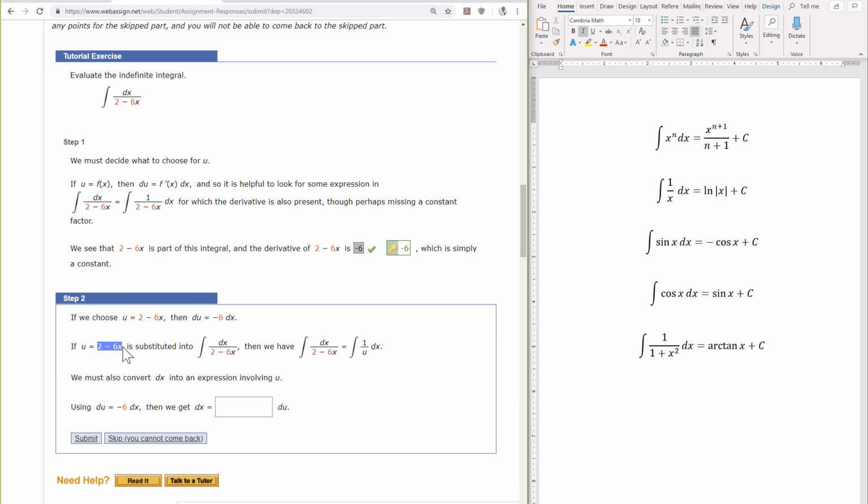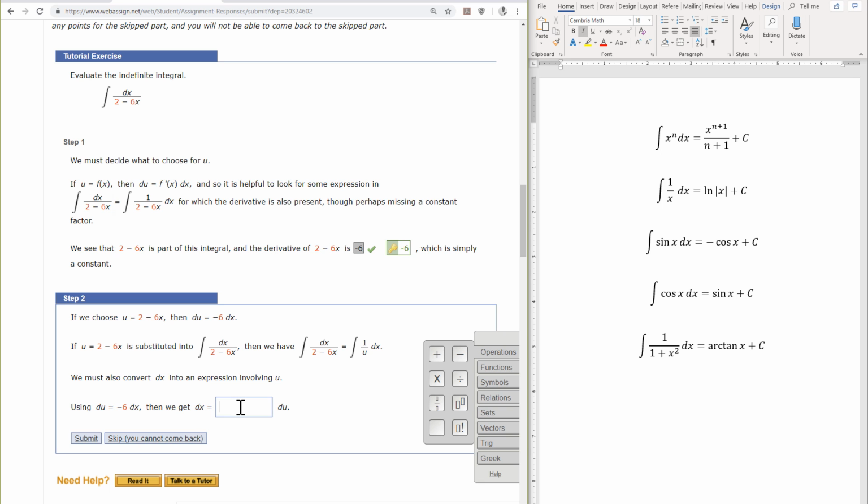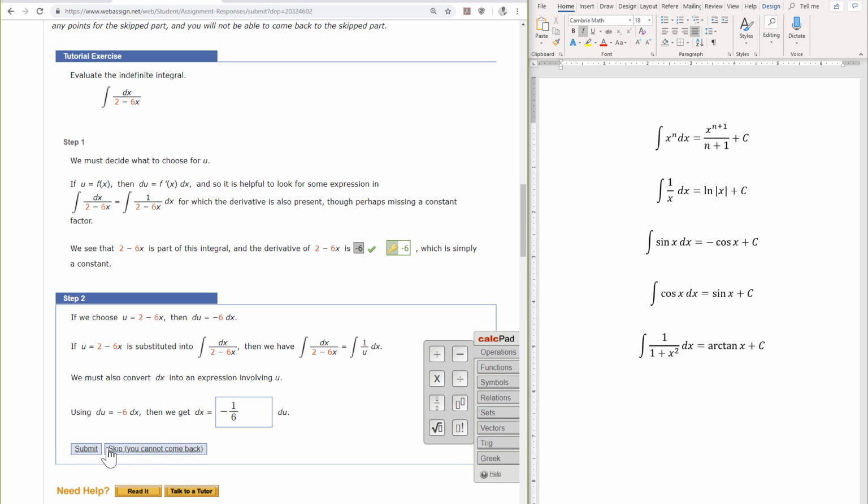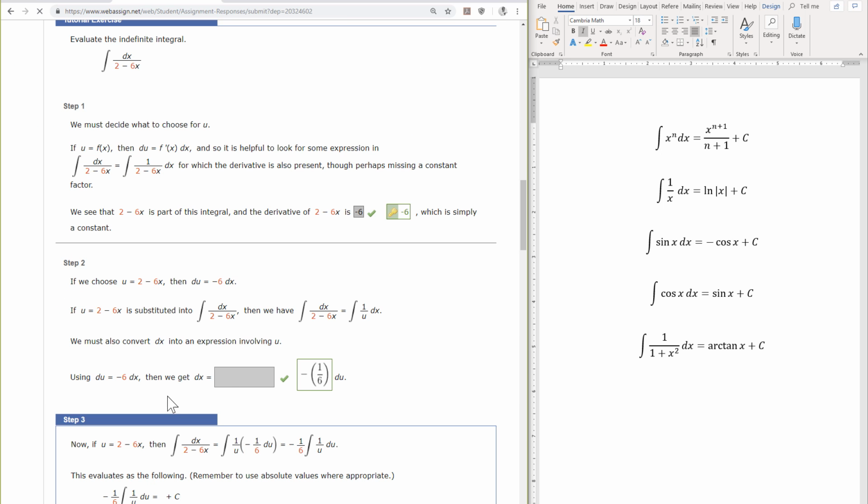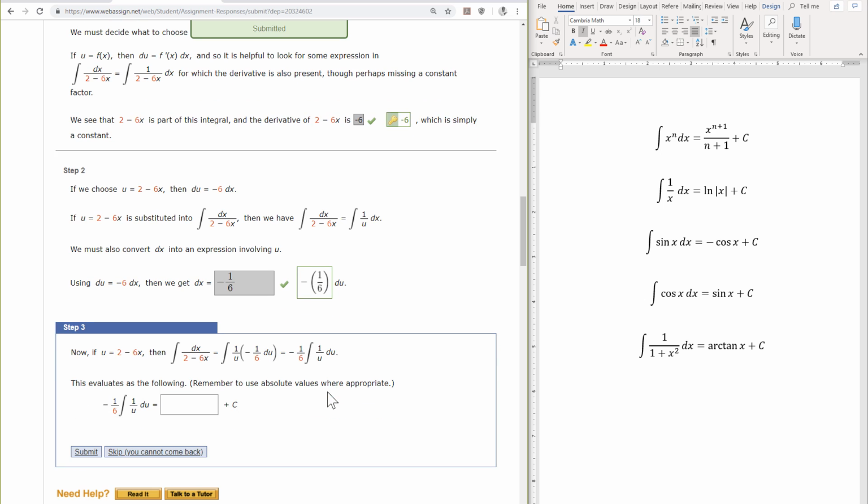And so if we let u equal 2 minus 6x, we're going to have a 1 over u here, but we also have that constant that was missing. The derivative of 2 minus 6x is negative 6, so du is going to be equal to negative 6 dx. If we want to get dx by itself, because we want to replace this dx in the integral, we're going to have to divide by negative 6. So we're going to have an extra negative 1/6 that we need to put in as an extra constant.